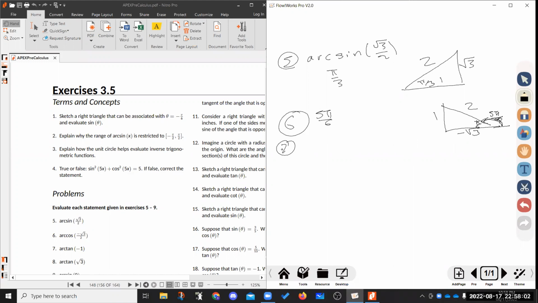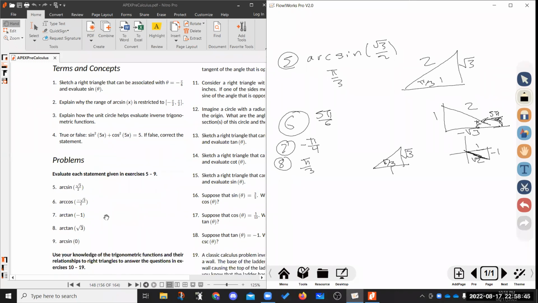Number 7, arctangent of -1. So we're down here in quadrant 4, and this is going to be -1, 1, √2. The ratio of opposite over adjacent is -1 there. This is a 45-degree reference angle, or -pi/4. 8, arctangent is going to be √3. So √3/1, pi/3 is the reference angle.